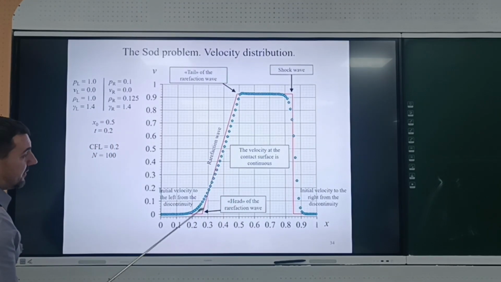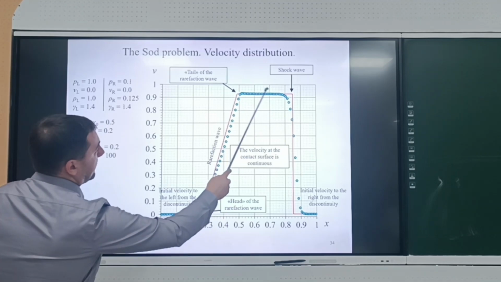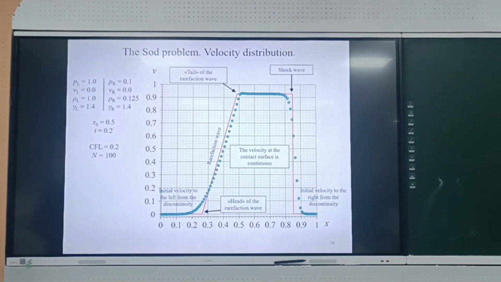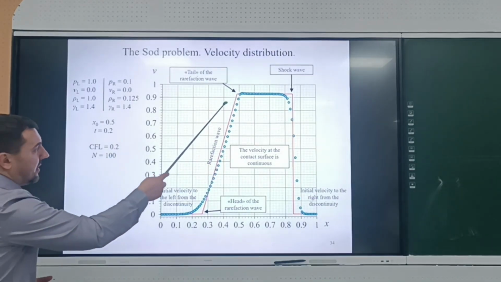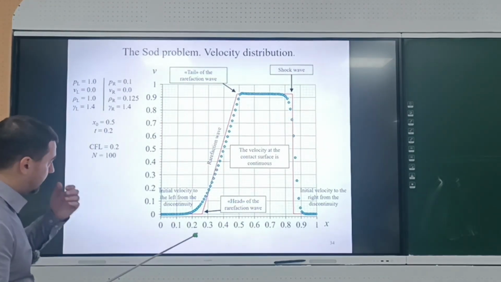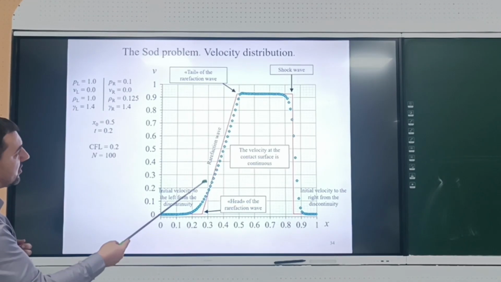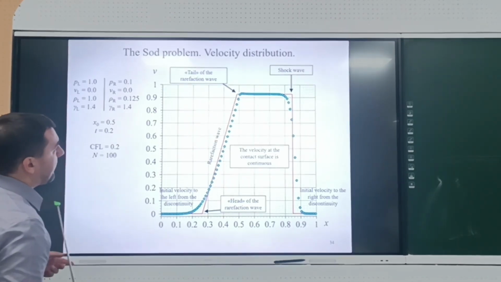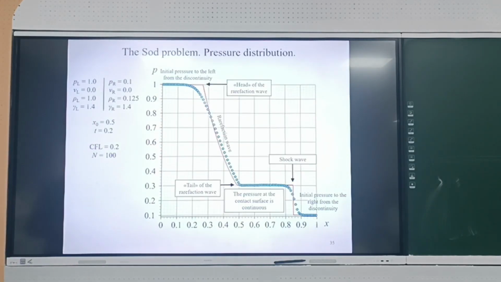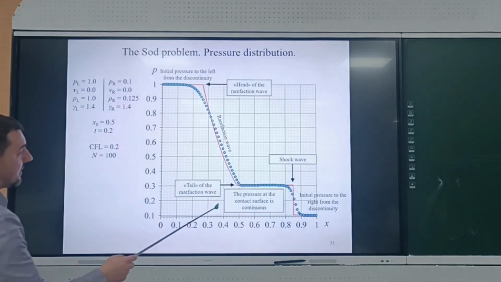And here, for the velocity, you also see some rise, so this should be a constant. And this is velocity, and we do not see the jump of velocity across the contact surface, but this is a shock wave, a rarefaction wave, and we also discussed that in the rarefaction wave, the velocity is linear. It follows from analysis of a simple wave, and that's a typical property of this simple wave. Head of a rarefaction wave and tail of a rarefaction wave. And the distributions for pressure. And again, the pressure at the contact surface is continuous.